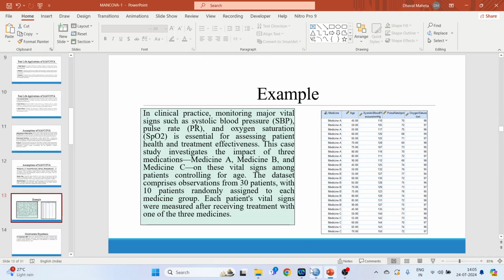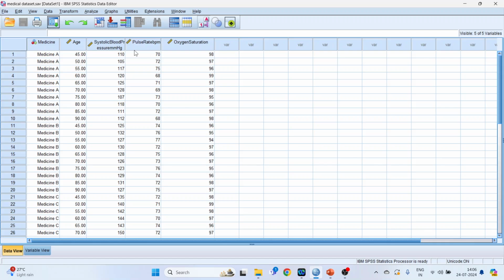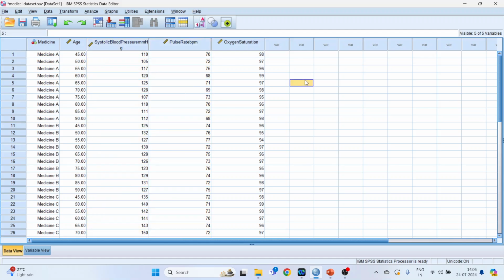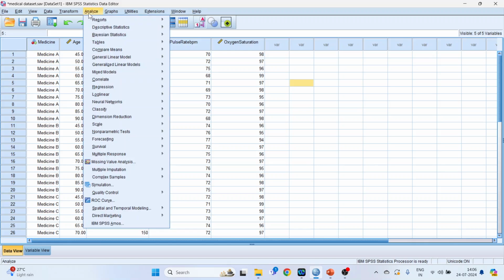Let's see the data in SPSS. You can see the same data is here. So to run one-way MANCOVA, we will go to Analyze, Generalized Linear Model, Multivariate.